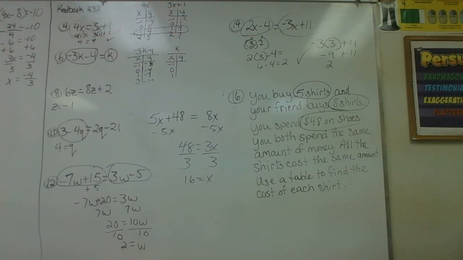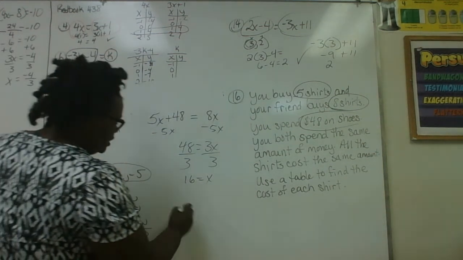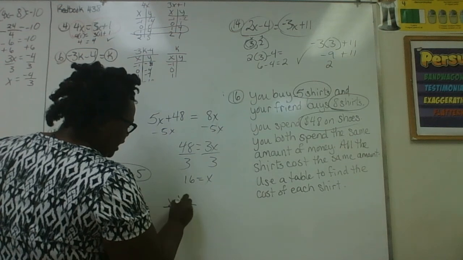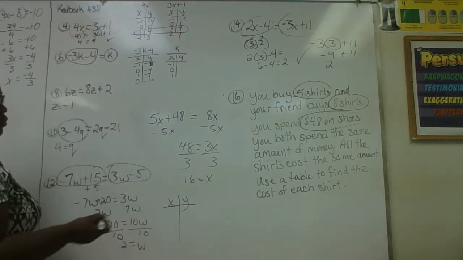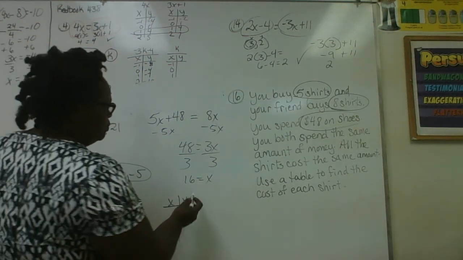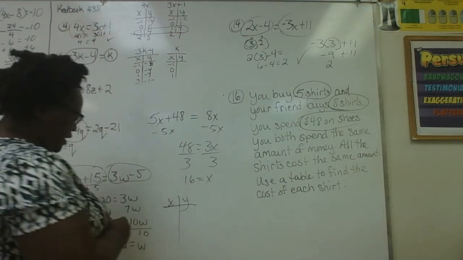We can check that using a table, or we can use a graph. Bottom line, if we use a table, you have your x and your y. If you were to use a graph, you would plot the points and show where they connect.